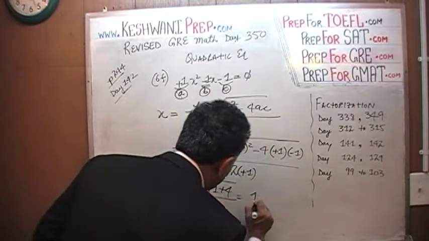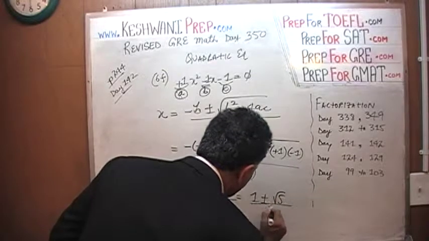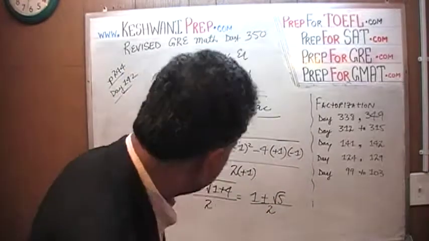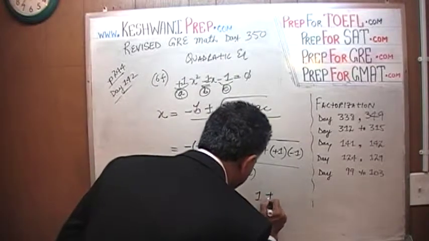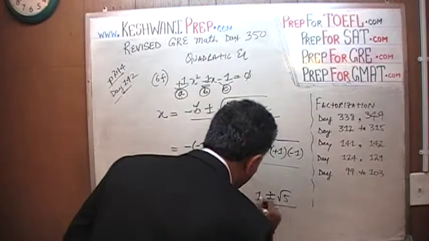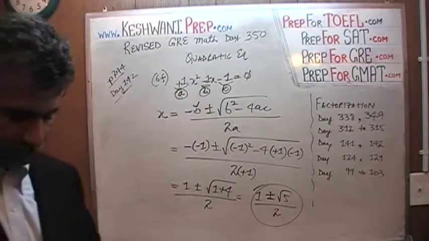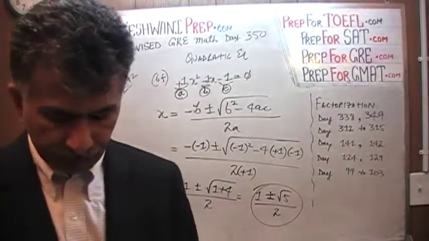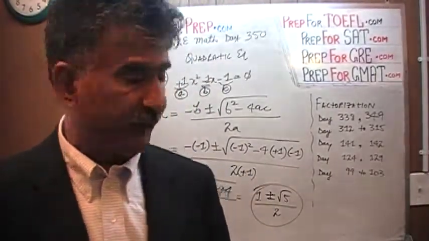So it boils down to 1 plus or minus the root of 5 over 2. That's it. Those are the two roots. Now listen very carefully. As far as this question is concerned, we are done. We have found a solution.